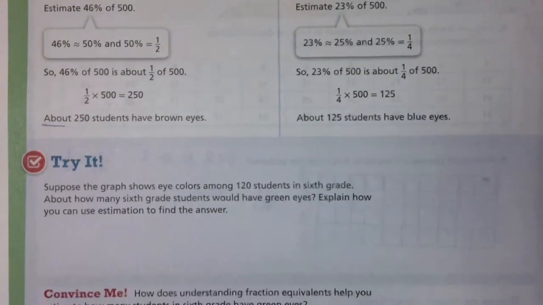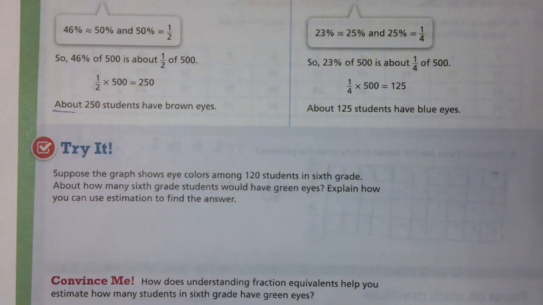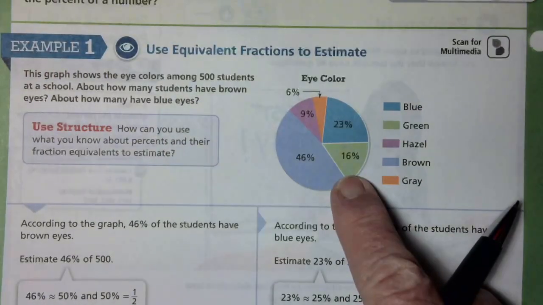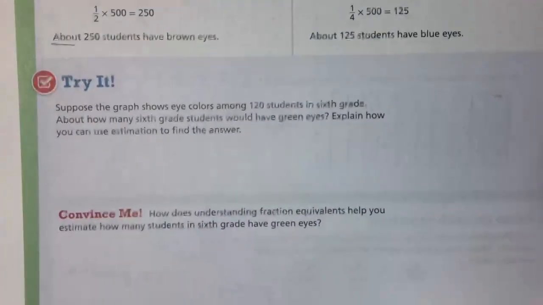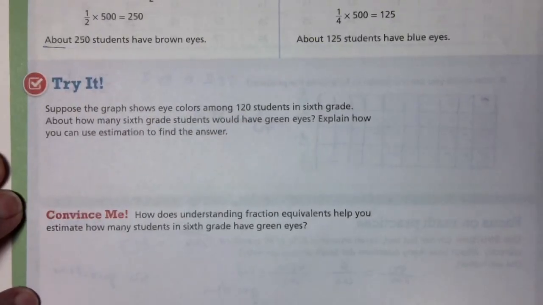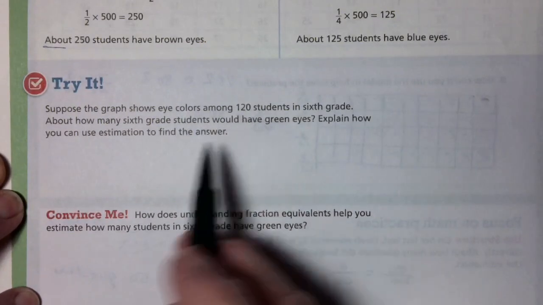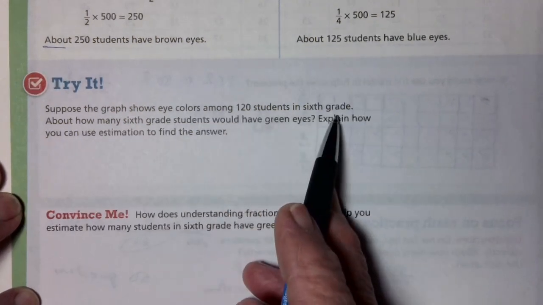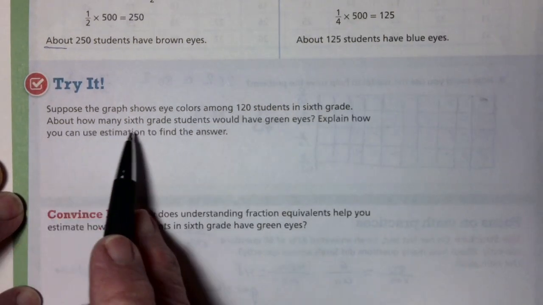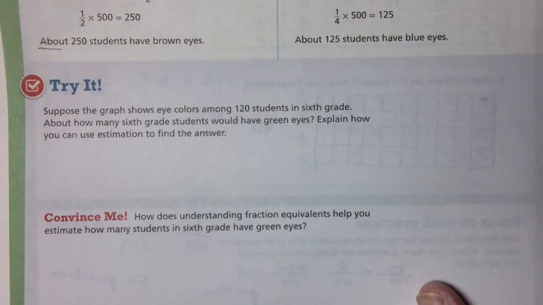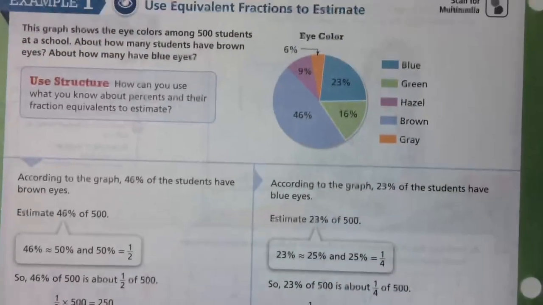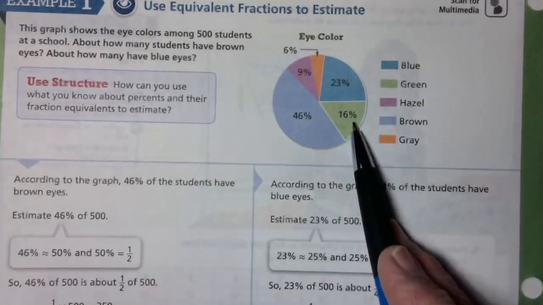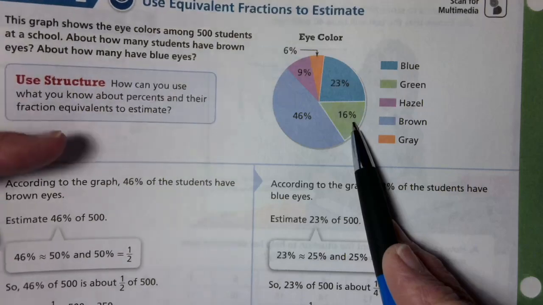Okay, let's try this. Suppose the graph, now they're talking about this same graph, so the percentages are the same, except this time, instead of having 500 people, there's only 120 people. So suppose the graph shows eye colors among 120 students in the 6th grade. About how many 6th grade students would have green eyes? So let's look at our chart. Green eyes is the green piece of pie, and it's 16%.